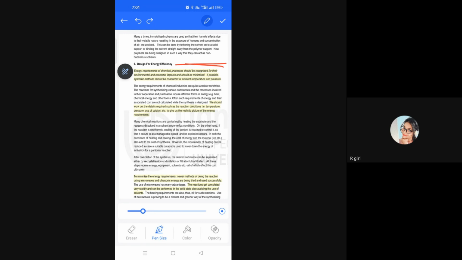If the reaction is possible, then you should do it. Don't allow high temperature. Don't allow high pressure. You should avoid these types of things, because it requires other factors. If you want more heating, it depends on other factors, so our reaction becomes more and more complicated. You should adopt ambient temperature and pressure. We should work out the details required, such as the reaction conditions, temperature, pressure, use of catalyst, etc., to give us a realistic picture of the energy requirements.